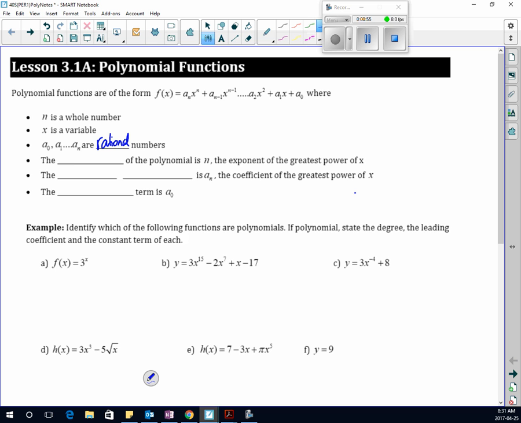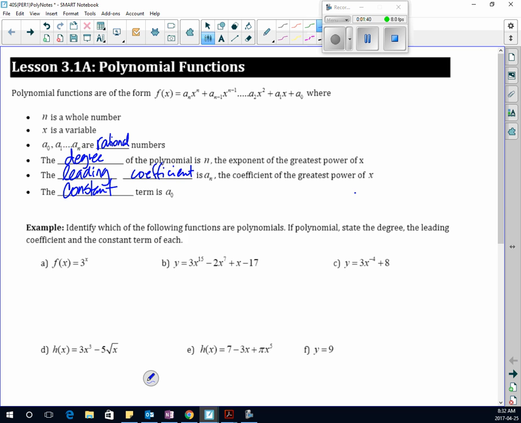The degree, do you remember the term the degree? The degree of the polynomial is n. That is the exponent of the greatest power of x. The leading coefficient, so all these terms hopefully are familiar. The leading coefficient is a sub n, the coefficient of the greatest power of x. And does anybody know what a sub 0 or a naught is referred to? It doesn't have an x attached to it. It starts with a c, a constant, because it doesn't vary. The constant term is a naught.